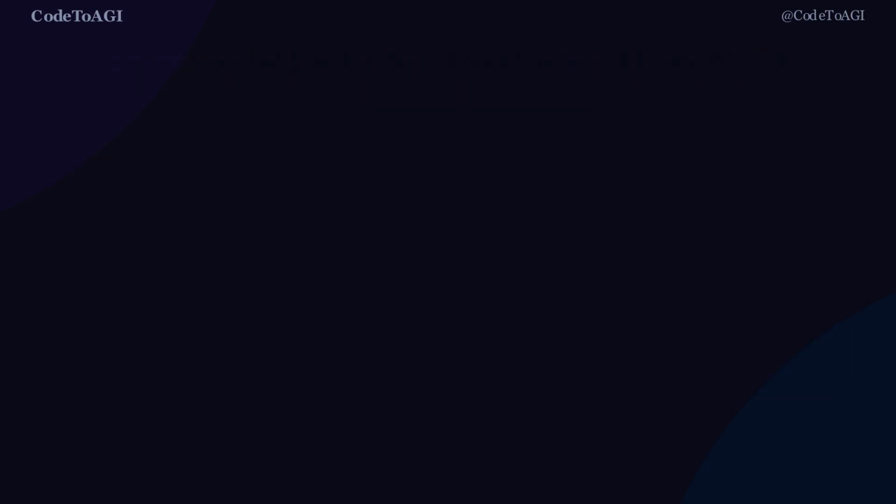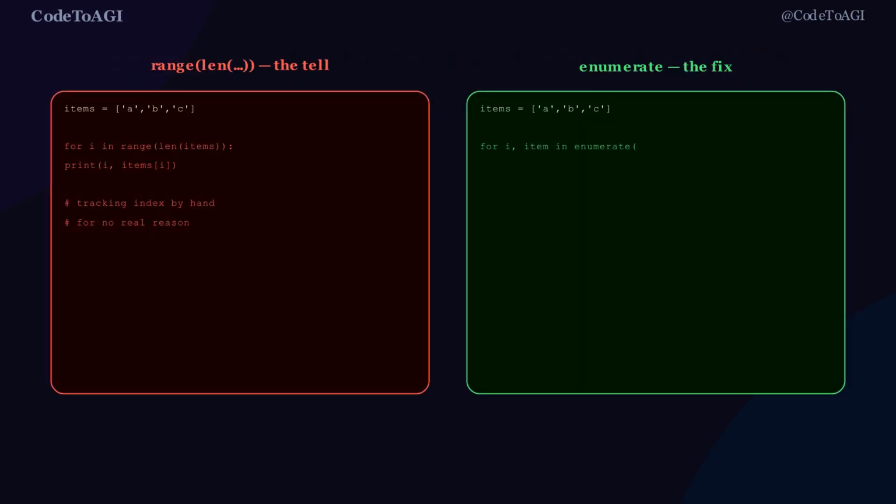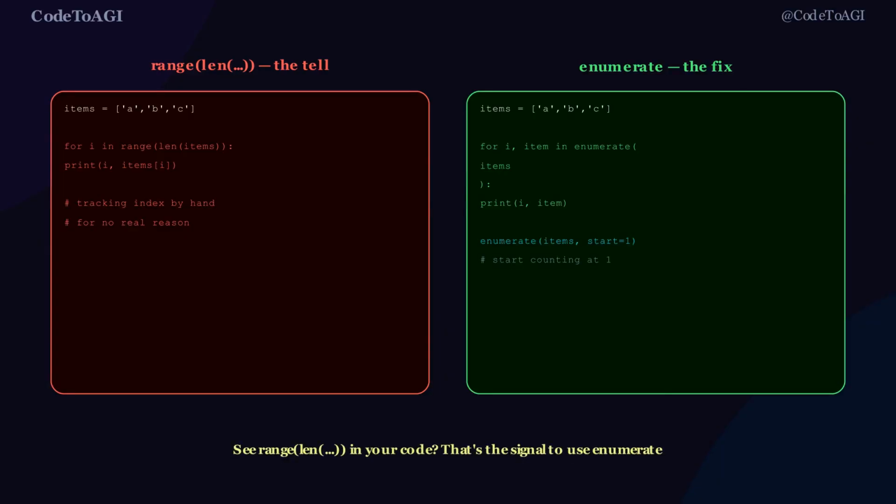Enumerate gives you the index and the value, together. The mistake almost every beginner makes. For i in range len items, then items of i. It works, but you're tracking index manually for no reason. Now enumerate. For index, item in enumerate items. Same result. Cleaner. Want to start counting from 1 instead of 0? Enumerate items, start equals 1. 1 extra argument. That's it.